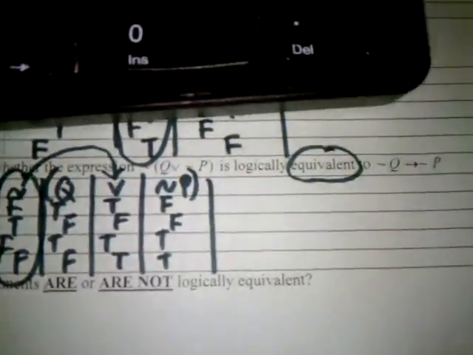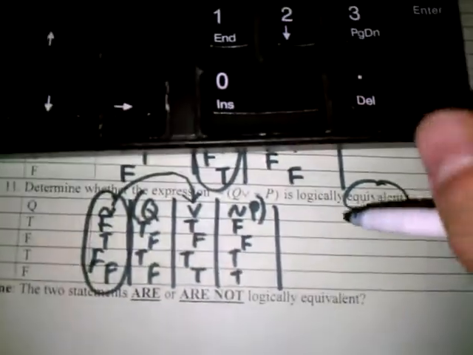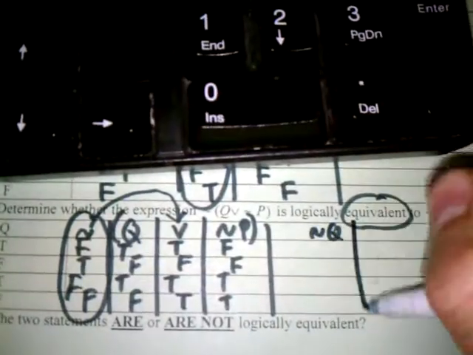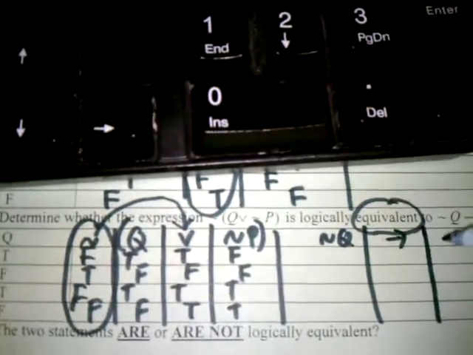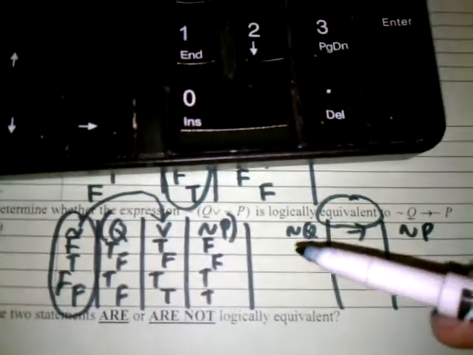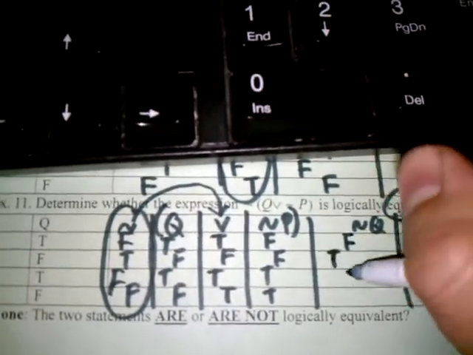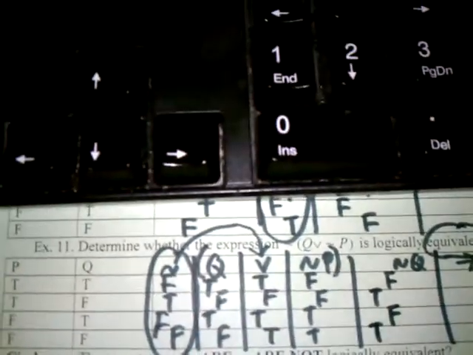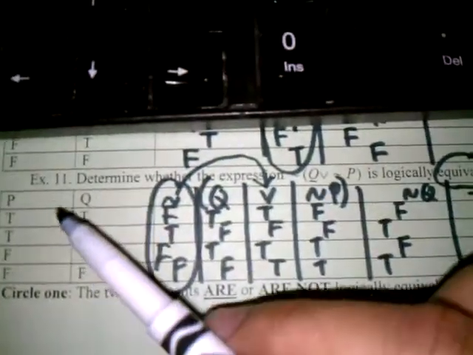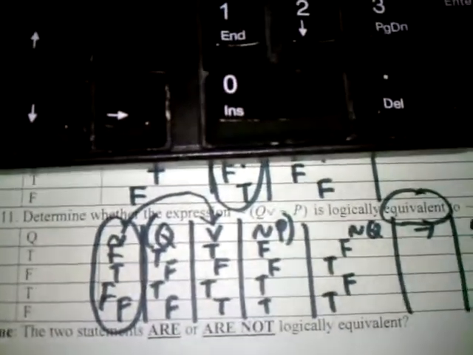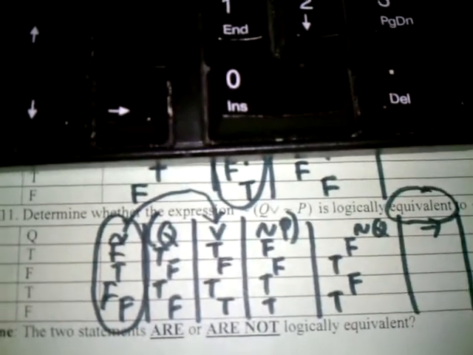Now we have to do the statement for negation Q arrow negation P. So negation Q means we take the Q and we negate it. So in this case, we got false, true, false, true. And for negation P, we have to negate the P. So true, true, false, false becomes false, false, true, true.